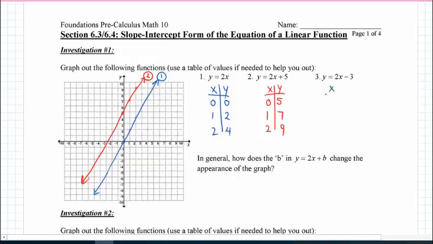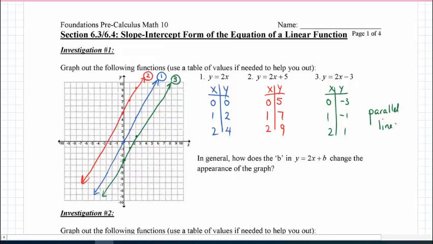And the third one, 2x minus 3 is the equation. Use the same x values. I hope you'll see that you get negative 3. 2 times 1 is 2, minus 3 is negative 1. 2 times 2 is 4, minus 3 is 1. What do we see here? Plotting these points, I see another line. I hope you notice that these are all parallel lines.